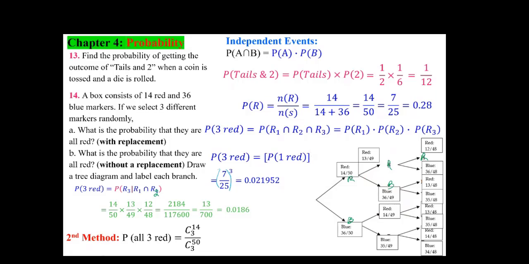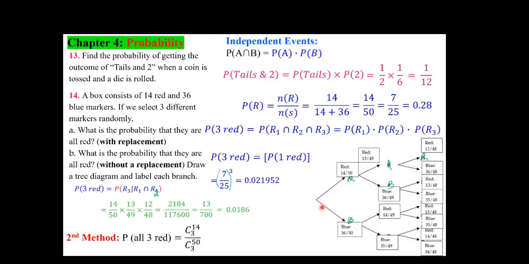Okay, so what happens now? 14 out of 50, 13 out of 49, or just 13, and this is 12 out of 48, or just 12. Now notice, for example, this branch is blue. Because we are here, and then here, and then here, no blue has been gone. So this one gives you still all 36 blue. So 36 out of 48. If we look at this one, it's 36 out of 49.